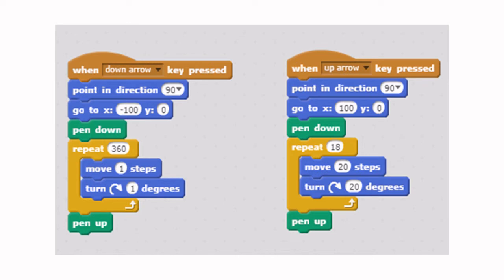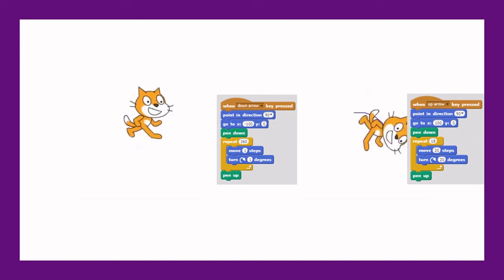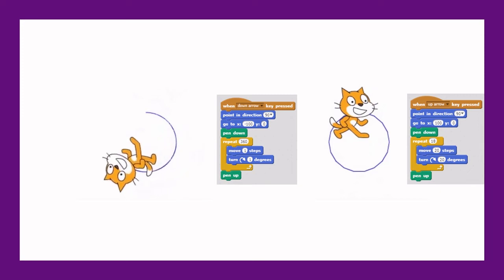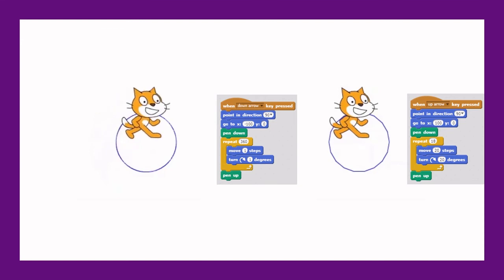Hopefully you can see that the algorithm on the left draws a circle by moving the pen 1 pixel at a time and then turning by 1 degree, 360 times. In contrast, the algorithm on the right moves 20 pixels at a time, turns 20 degrees, and only needs to do this 18 times. And here is how the two algorithms behave when they are run. You can see that the first algorithm runs quite slowly, whereas the second runs much more quickly. But the drawing of the circle is a little less accurate.